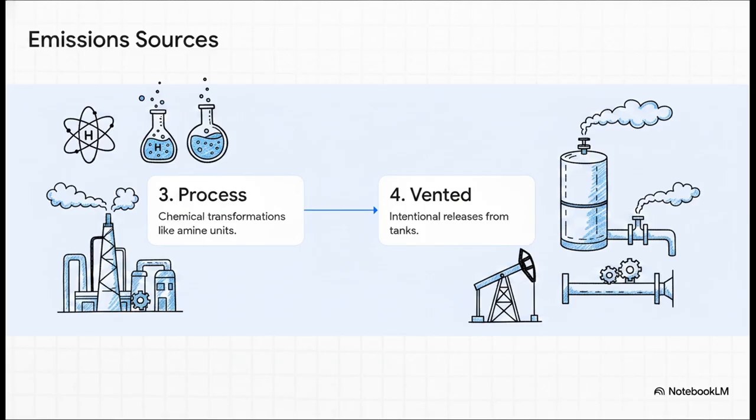Step 3 covers process emissions. These are uncombusted emissions that are actually intentional or designed into the technology itself during chemical transformations. Think hydrogen plants, amine units, or glycol dehydrators.